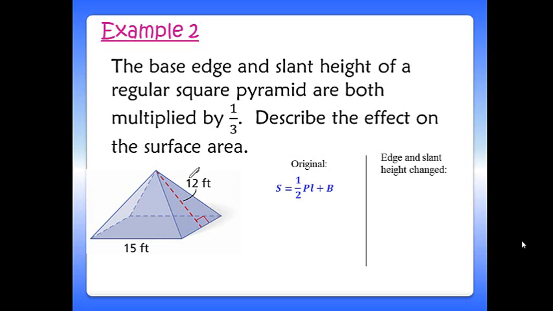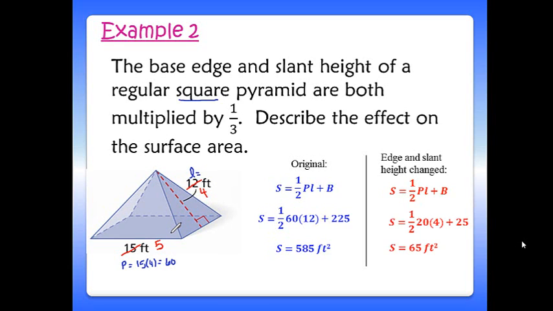Okay, so for the original, I have a slant height of 12, and I have a side length of 15. And they tell me it is a square, so I know the perimeter is 60. So when I put that into my formula, I end up with a surface area of 585 square feet. Well, if I change my edge and my slant height by multiplying it by a third, so instead of having 12, I have 4 for my slant height, and instead of having 15, I now have 5 for my edge. When I put that into the formula, I end up with a surface area of 65 square feet.